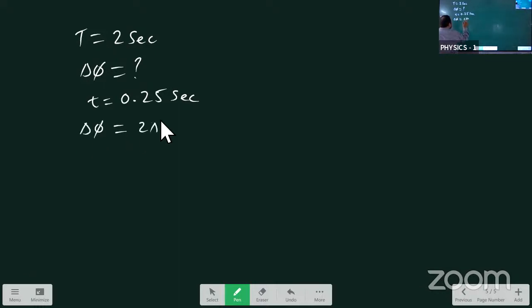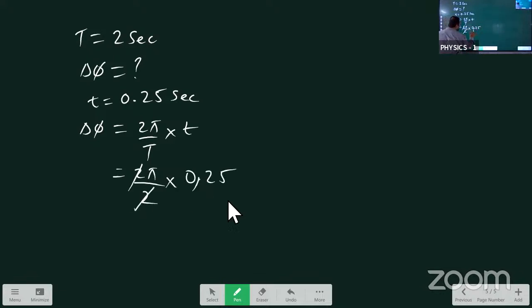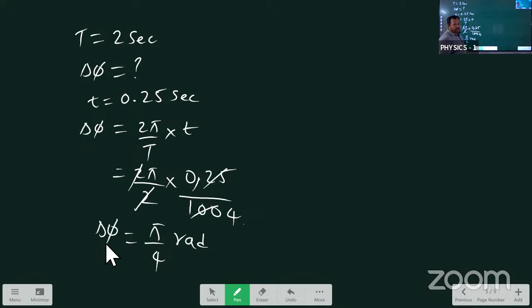Delta phi equals 2 pi by T into small t. This is the formula for phase difference from the oscillations lesson: 2 pi divided by the time period. How much time period did they give? 2. Small t equals 0.25 seconds. 2 cancels, remove the decimal point, and 2 extra zeros come, student. 25 once is 25, 25 four times is 100. Pi by 4 radians. This is the phase difference. Delta phi equals pi by 4 radians.